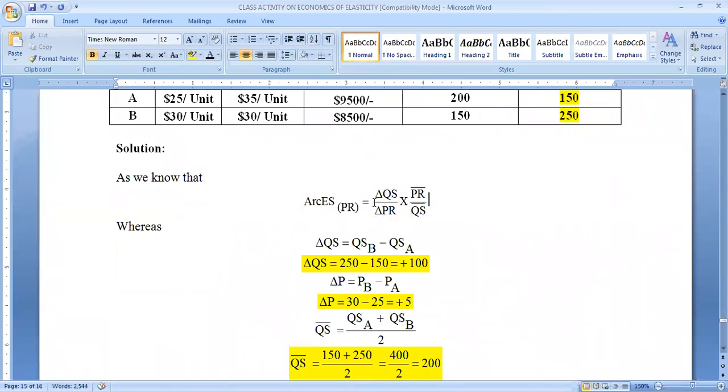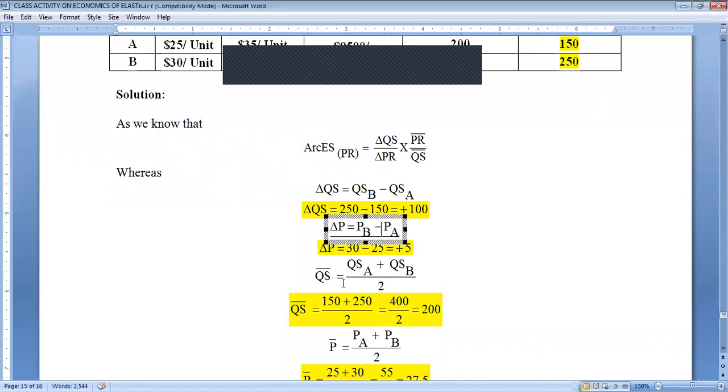arc elasticity of supply with respect to price of related good equals delta QS over delta PR multiplied by PR bar over QS bar. Delta QS equals QS at point B minus QS at point A. The quantity supplied at point B is given 250 and it is 150 at point A, and the difference is plus 100. Similarly, delta PR equals PR at point B minus PR at point A.